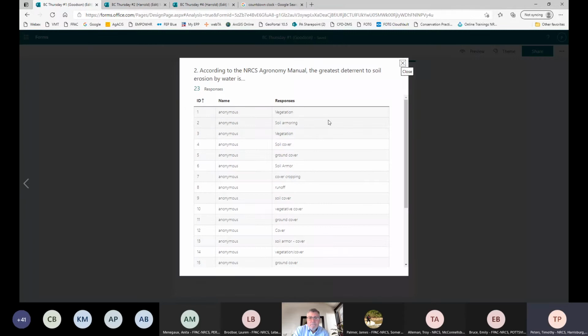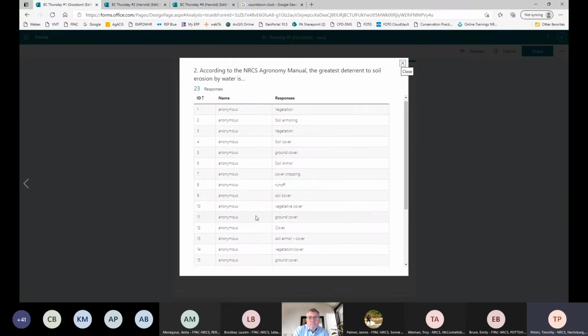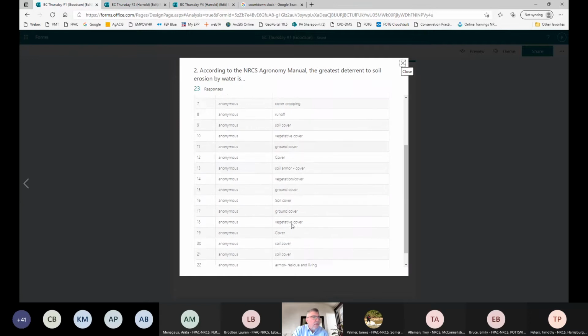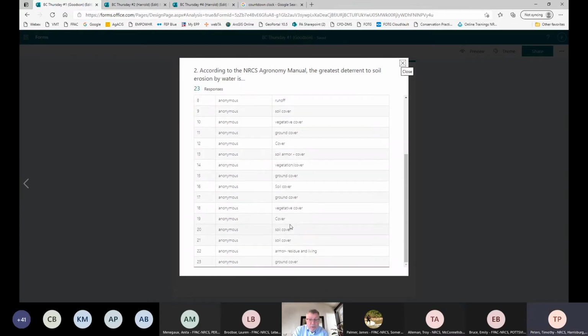Okay, if I click on this, looks like we've got vegetation, soil armoring, soil cover, ground cover, runoff soil cover. Okay, good answers. Yes, good answers. It's soil armor, vegetative cover, both living and dead, crop residue cover, living crop canopy. Those are all that gets us in the ballpark.